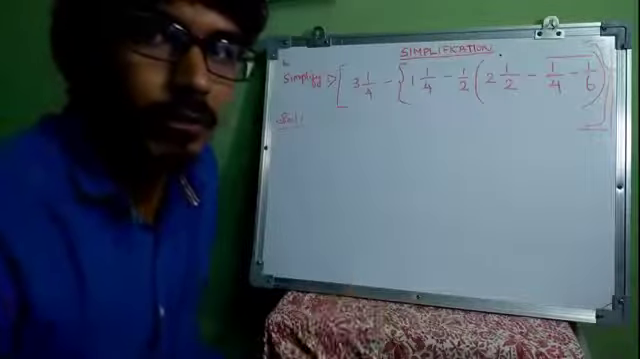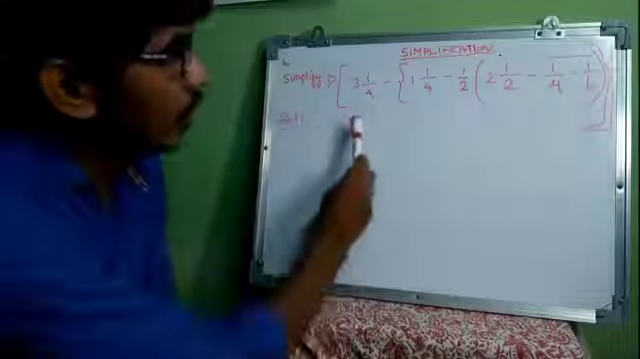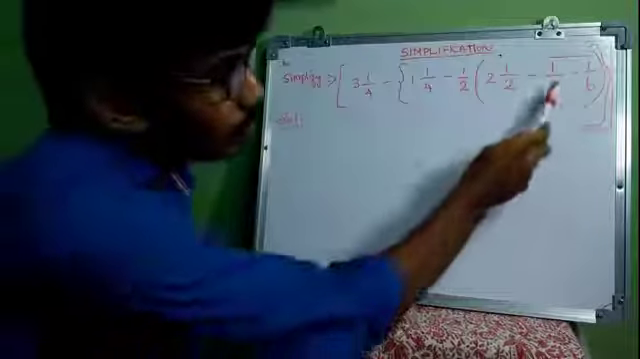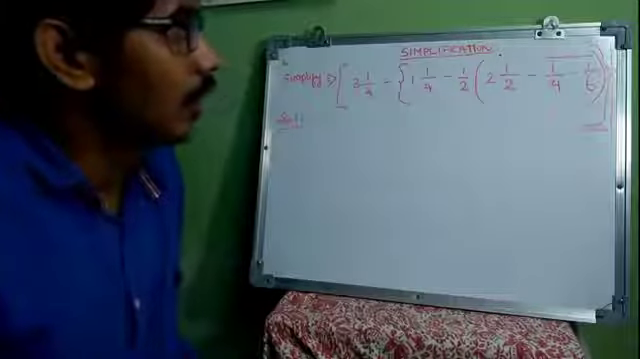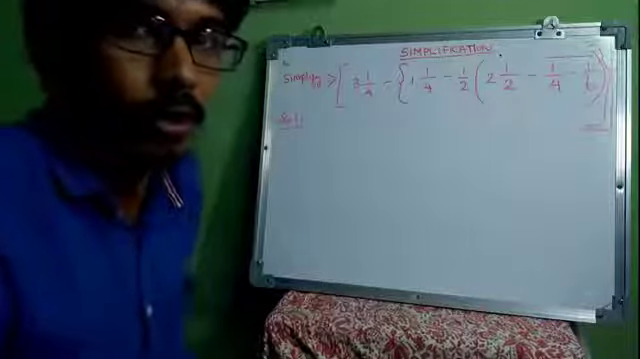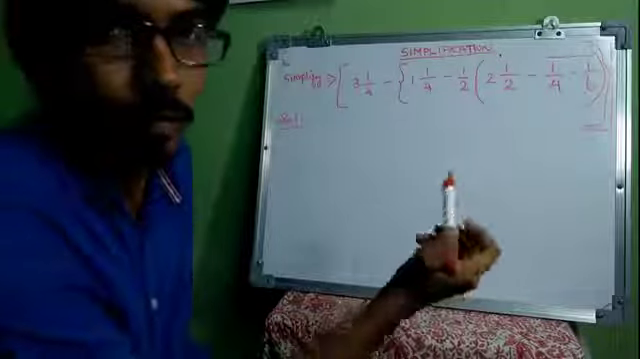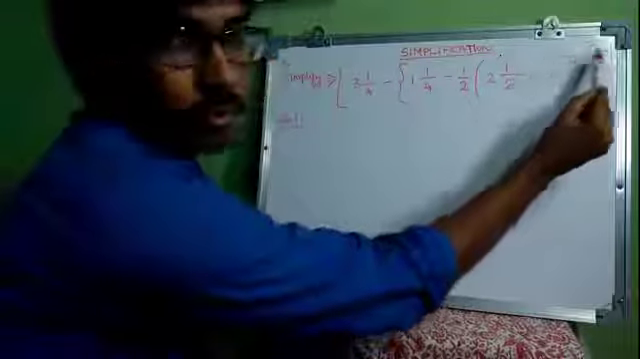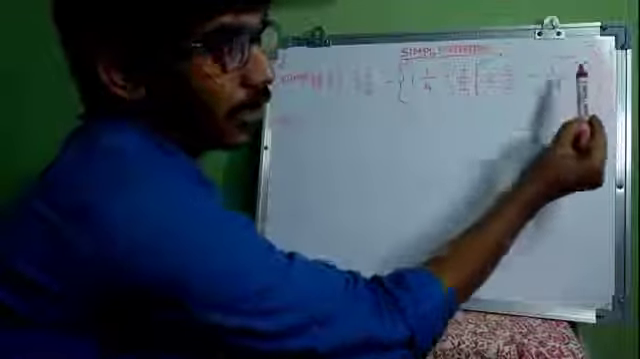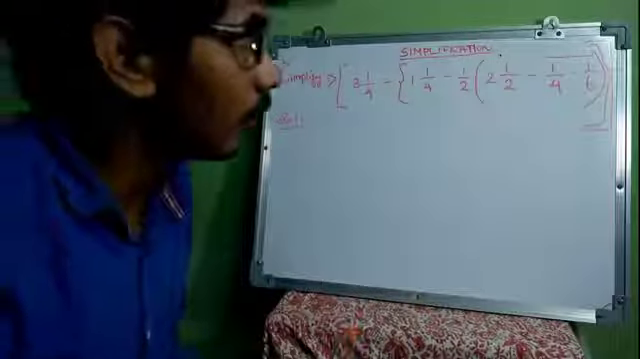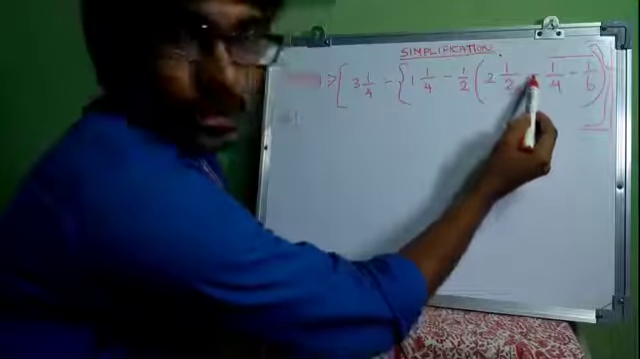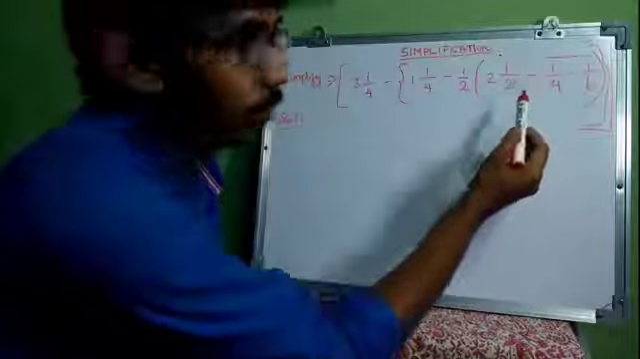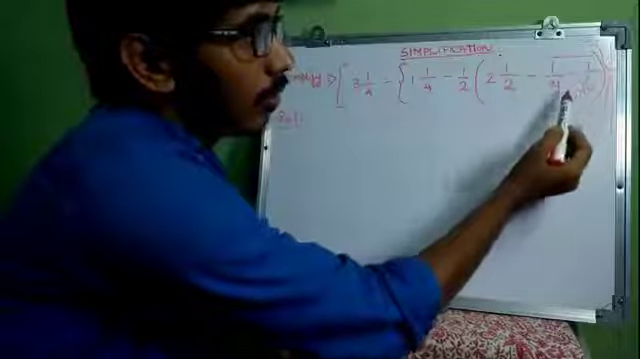Is it clear? Let's solve this simplification problem. Here, there are 3 brackets and also a vinculum. I will solve the vinculum first. I have already told you that first you should give preference to the vinculum, the one which has a line over it. First you should solve that, okay? You should not think about the sign before the vinculum. You should think about this alone.